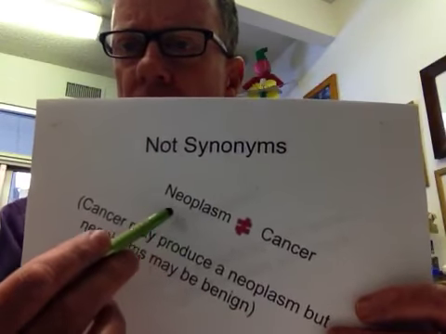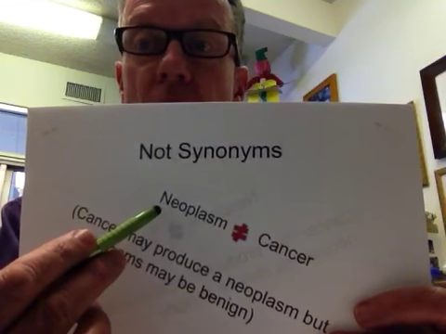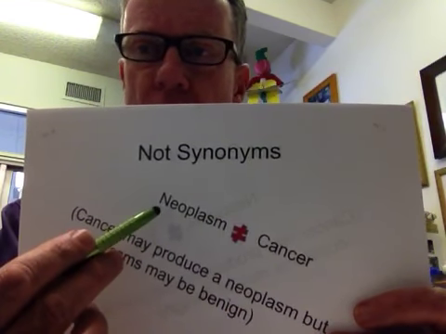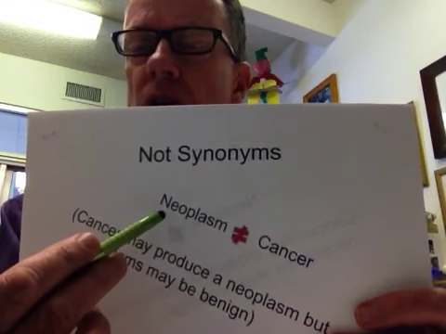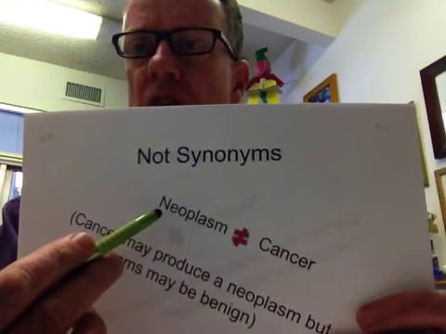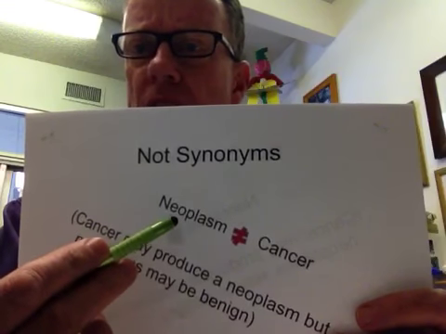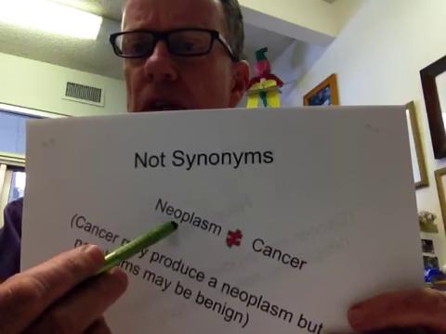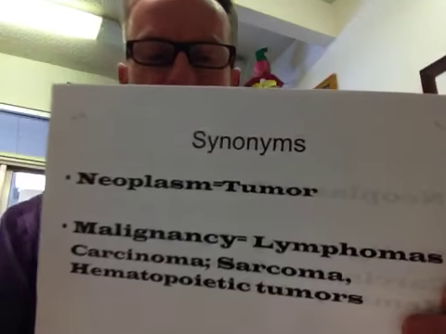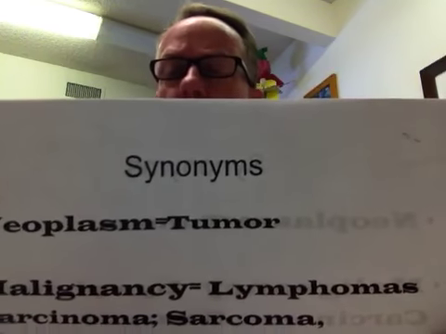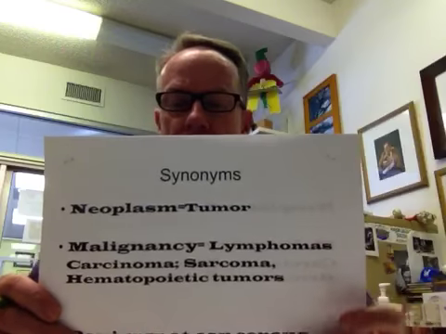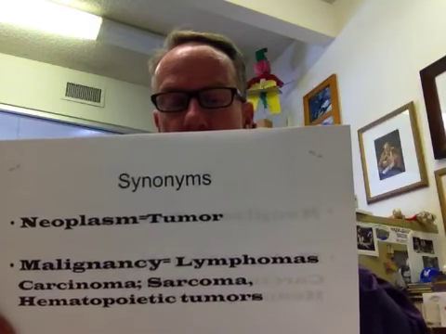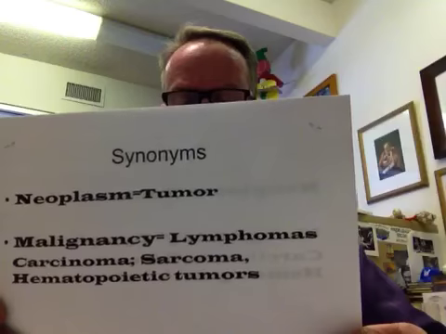A neoplasm is a tumor. It could be a benign tumor, not cancerous, not spreading, and has typical symmetry for tissues in that particular locality of the body. All cancers are neoplastic, but all neoplasms are not cancer. So a neoplasm is a tumor. A malignancy could be a type of cancer known as a lymphoma, carcinoma, sarcoma, hematopoietic tumor. A benign tumor is not a cancerous tumor.